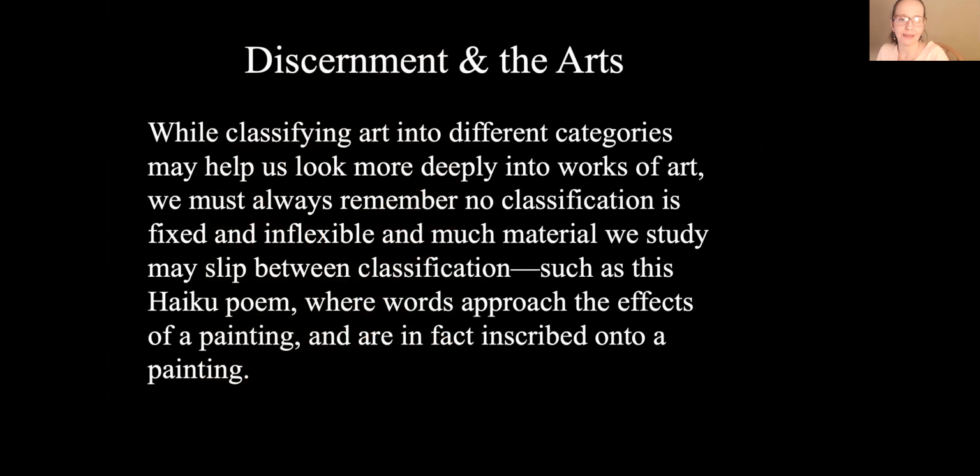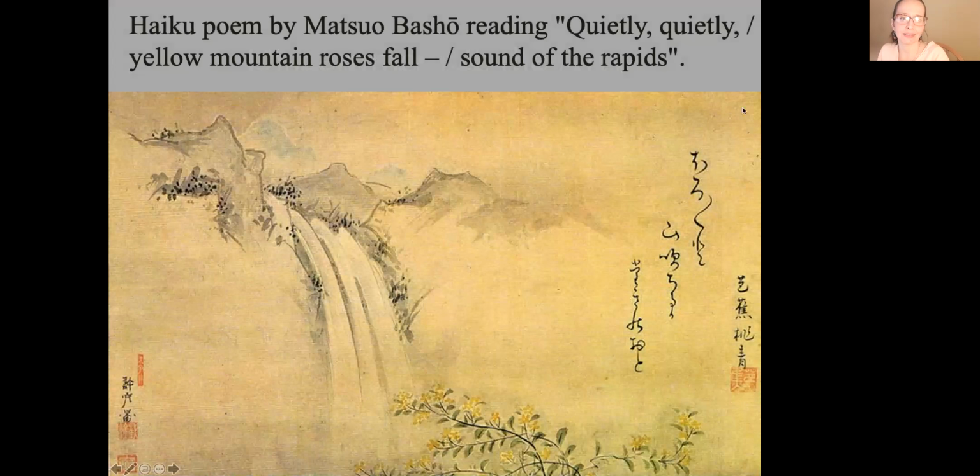That being said, let us look at a final example where a haiku poem, quietly, quietly, yellow mountain roses fall, sound of the rapids. This is a form of Japanese poetry influenced by Zen Buddhism, and it's meant to invite meditation, and it can almost be grasped like a picture at once, as the ink and color painting here as well can be grasped. And I'm going to let you go.